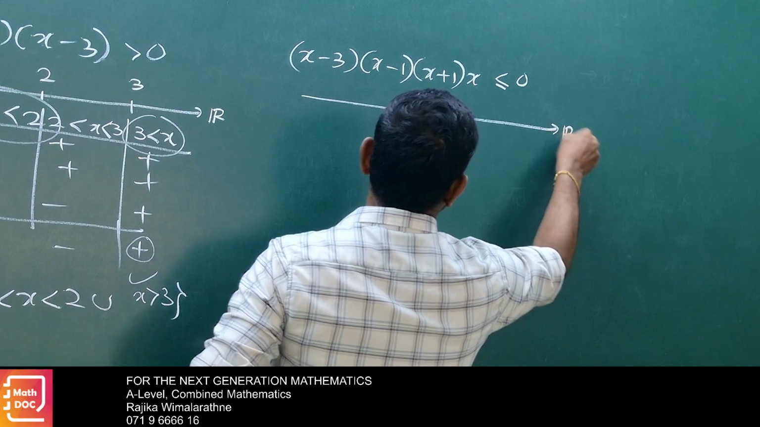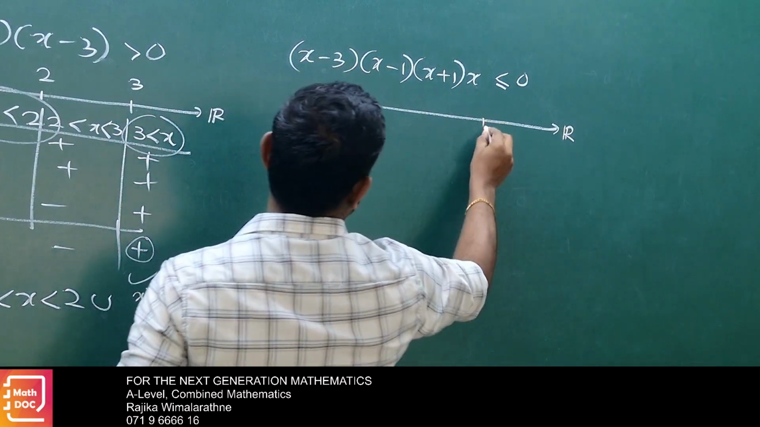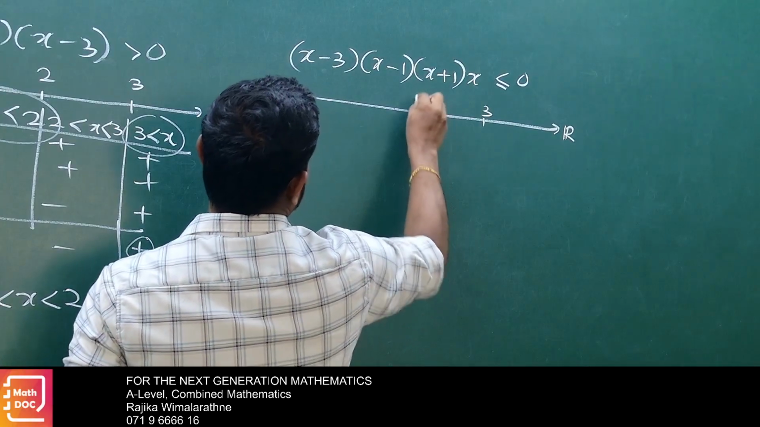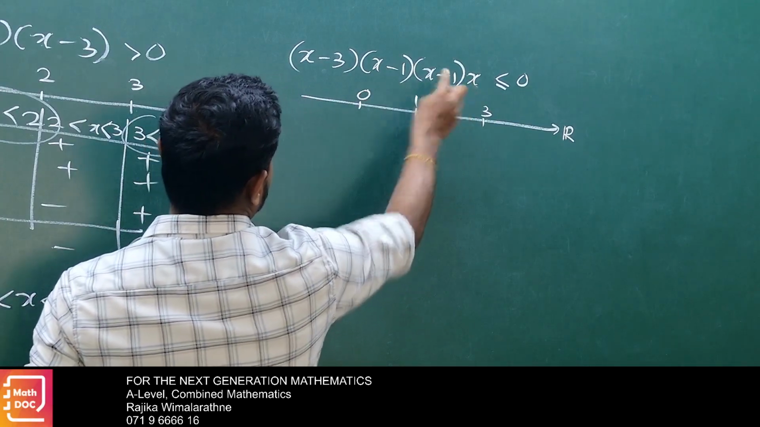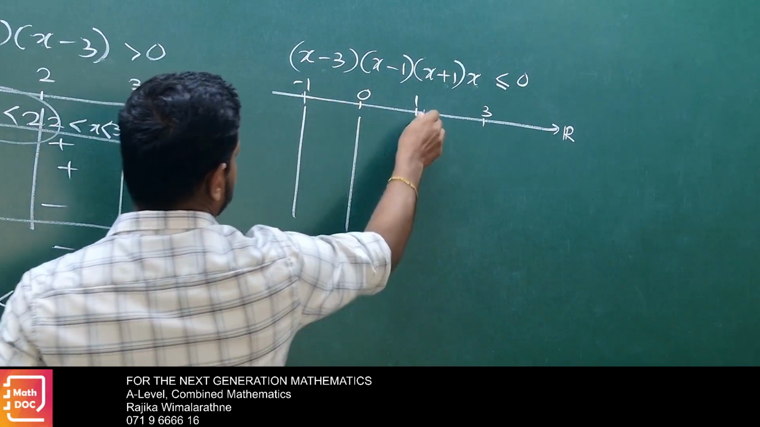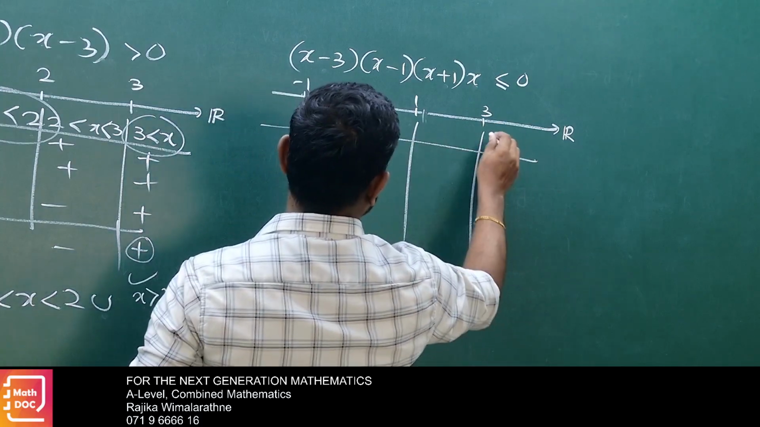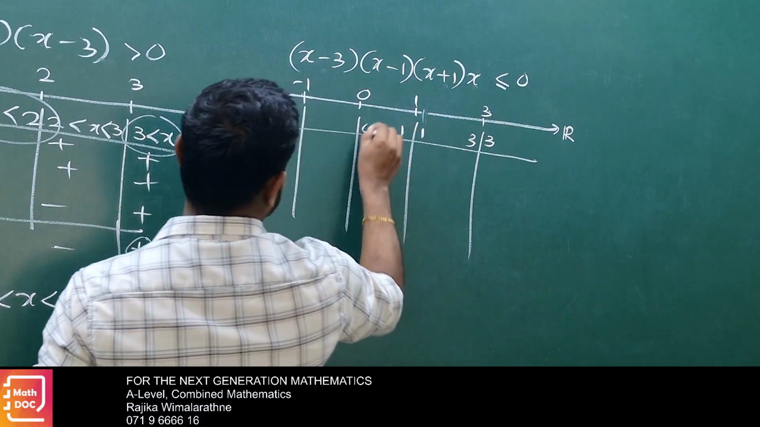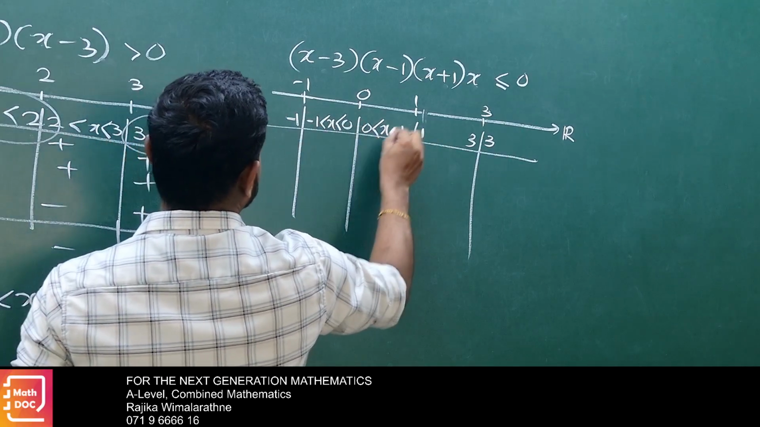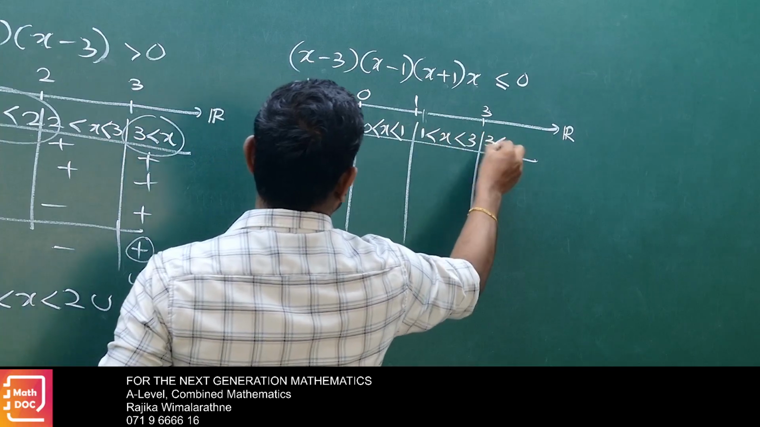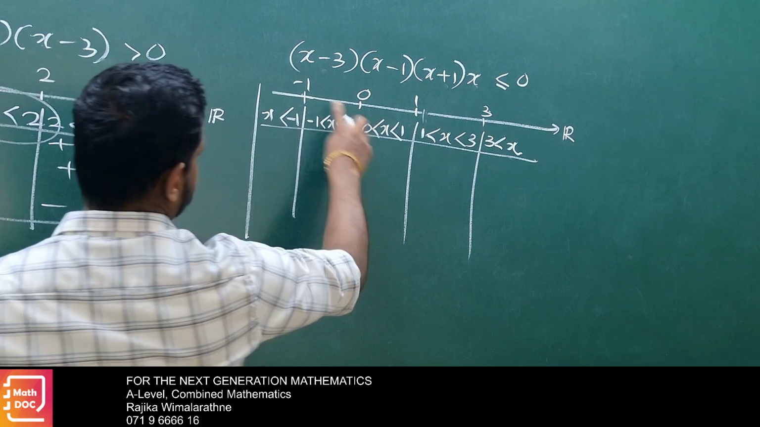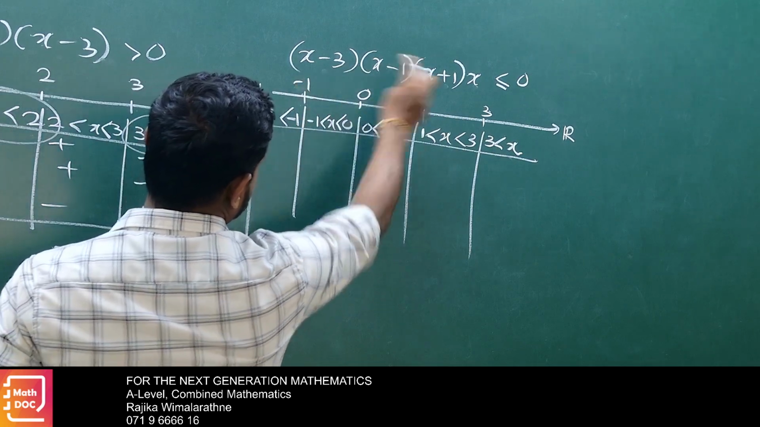Here is the real number line, here 0, value 3, 1, and 0, minus 1. Then we have 5 columns here: 3, 3, 1, 1, 0, 0, minus 1, minus 1. In between minus 1 to 0, in between 0 to 1, in between 1 to 3, greater than 3, less than minus 1. Then you had better start with the corresponding factor x plus 1.